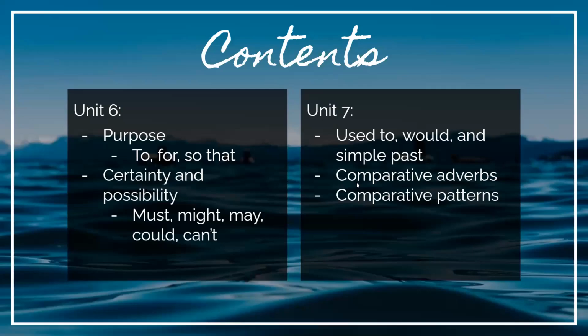Okay, so first let's begin with the general contents of both units. In Unit 6, we took a look at how to state purpose. And to do that, we can use these phrases, which are to, for, and so that. We also saw how to express certainty and possibility using must, may, might, could, and can't. And then in Unit 7, we saw technically two different things, but let's divide it into three.